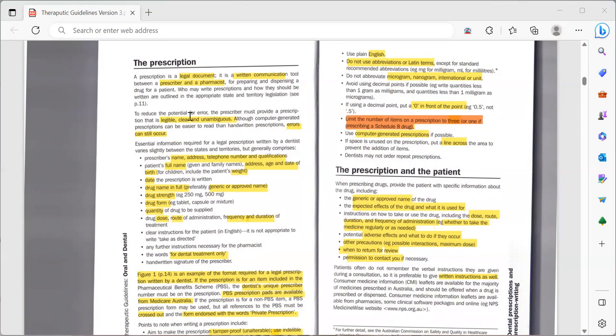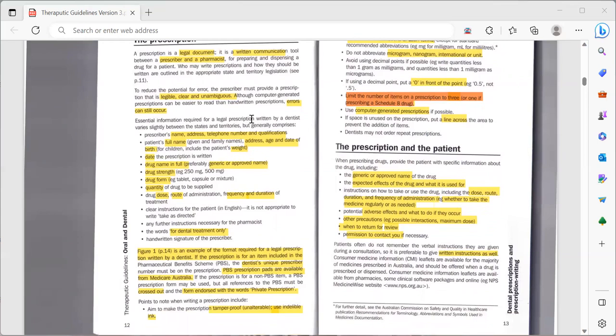To reduce the potential for error, the prescriber must provide a prescription that is legible, clear, and unambiguous. Although computer generated prescriptions can be easier to read than handwritten prescriptions, errors can still occur. As you all know, there is a saying that nobody can understand the doctor's prescription writing, only the pharmacist can understand, right? So that's what they have written here, that computer generated prescriptions are easier to read and better than handwritten, but it's totally fine.